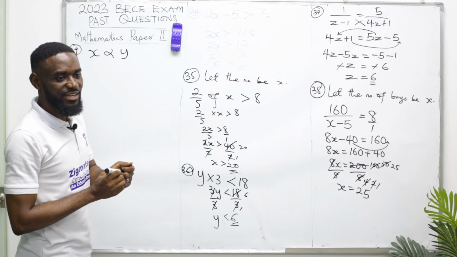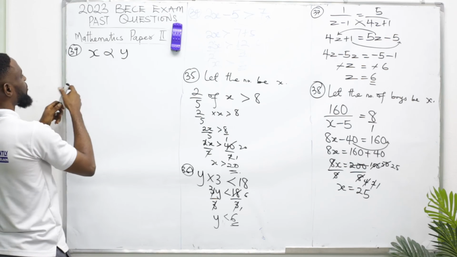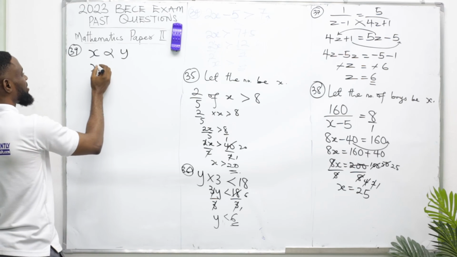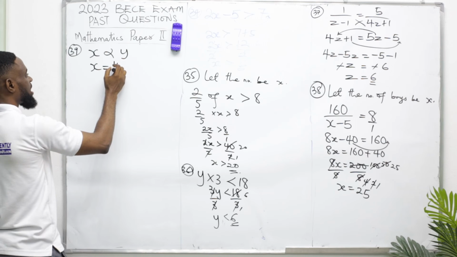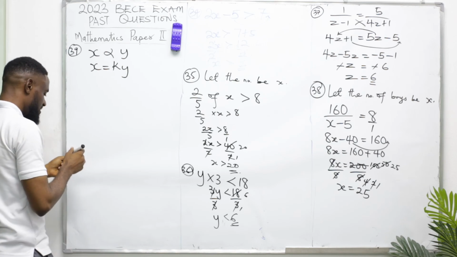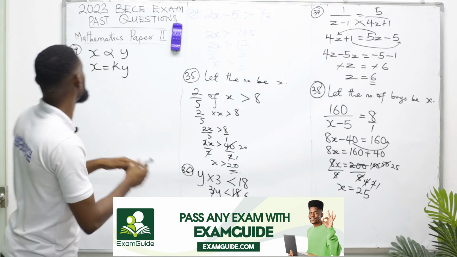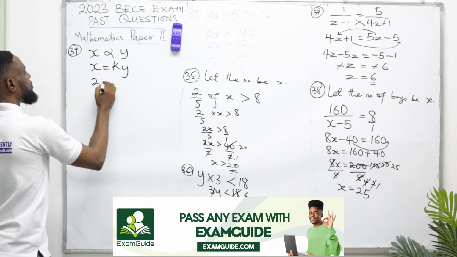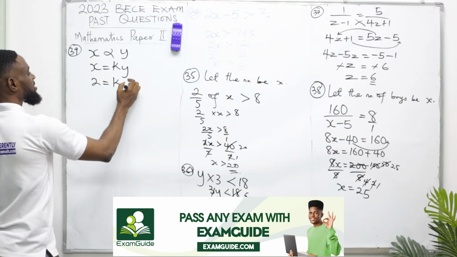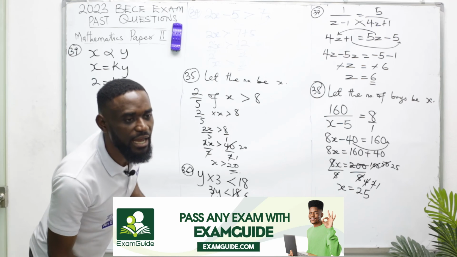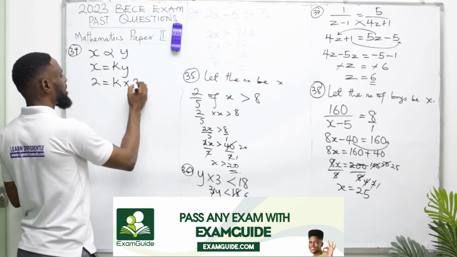Okay, so they're asking us. For this one, let's introduce the constant. So x will be equal to a constant times y, right? Let's look at that. They say when x is 2, constant times what is our y? y is 3.